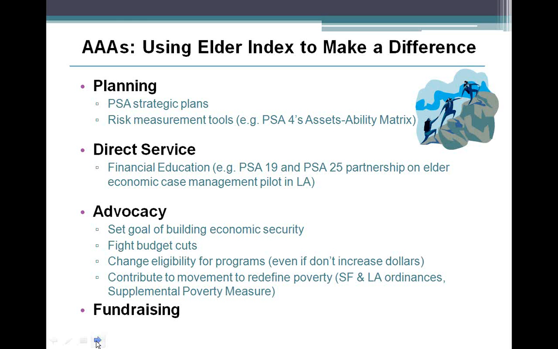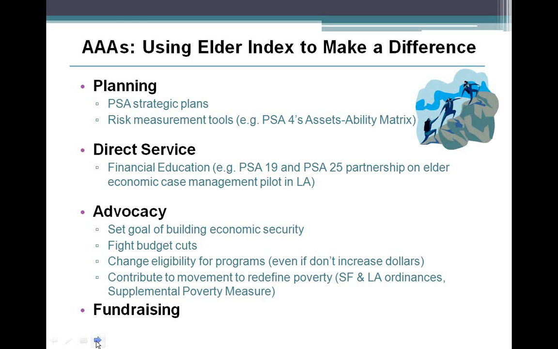And as we were having the discussion earlier about Social Security as well as SSI, the Elder Index has been a critical tool in fighting cuts to those particular programs, but also budget cuts to other vital programs that serve older adults. And we've also worked to use the Elder Index as a way to change eligibility for programs, even if that doesn't necessarily increase the dollars.